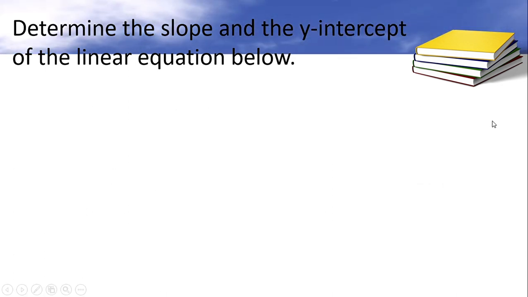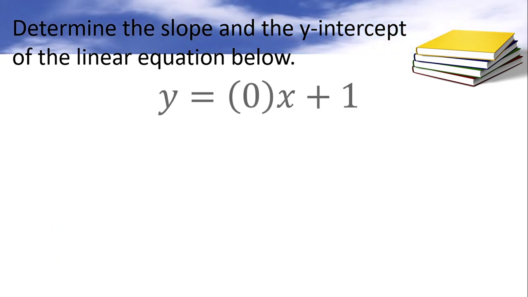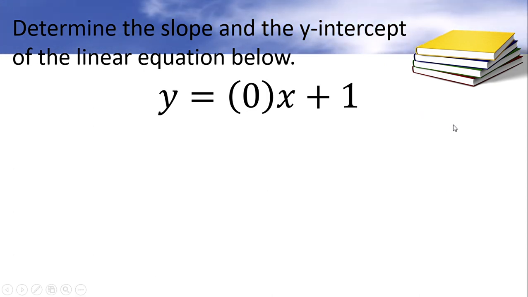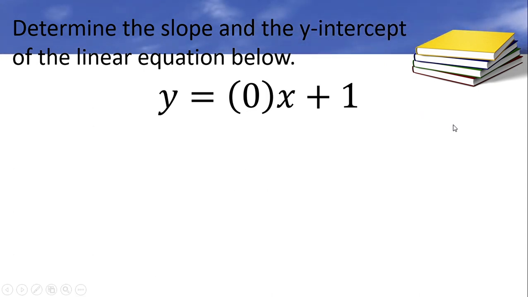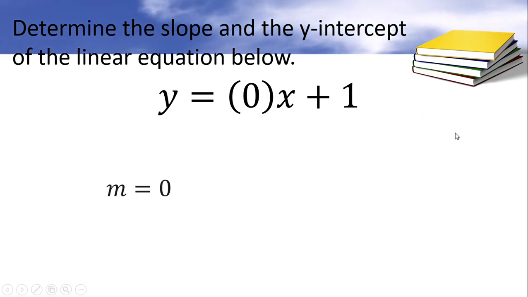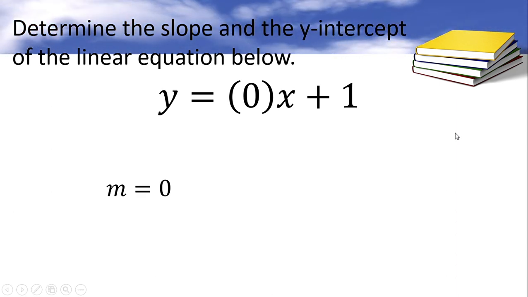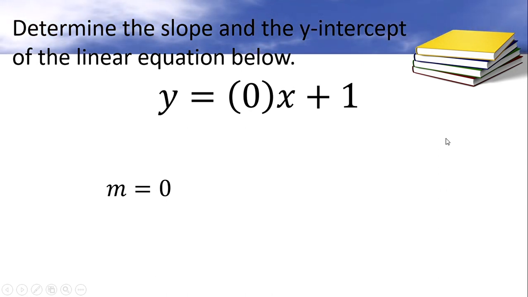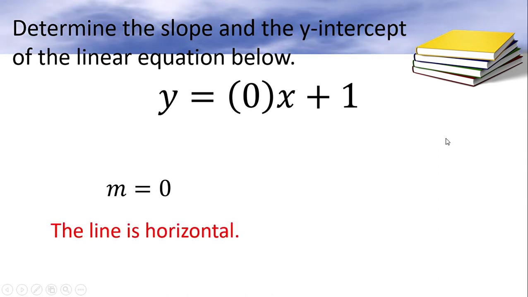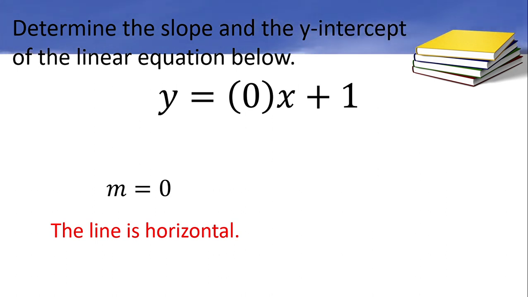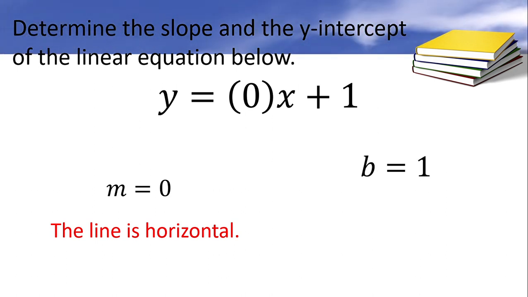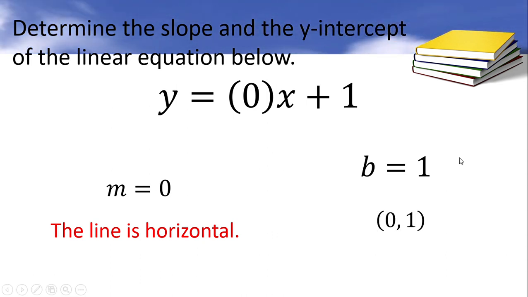Next, let's have another example. We have y is equal to 0x plus 1. This tells us that our slope is equal to 0. If we have a slope equal to 0, our line is horizontal. And how about the y-intercept? That is 1, meaning the graph will intersect at (0, 1).